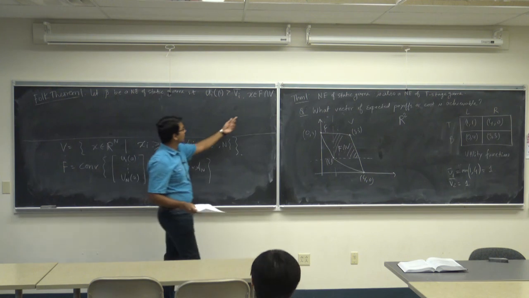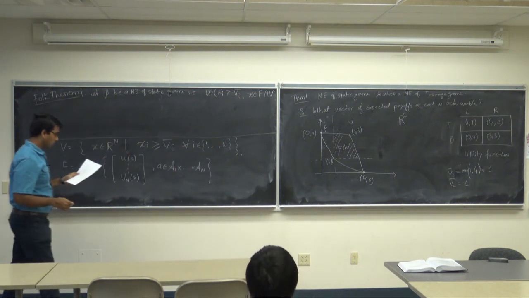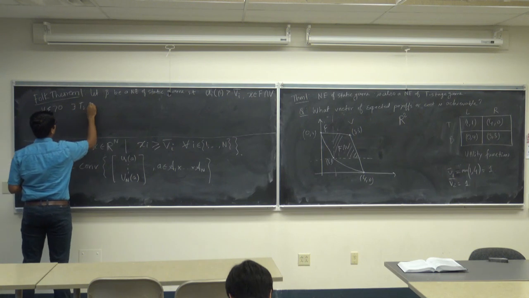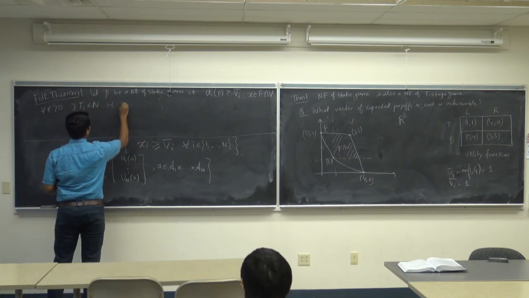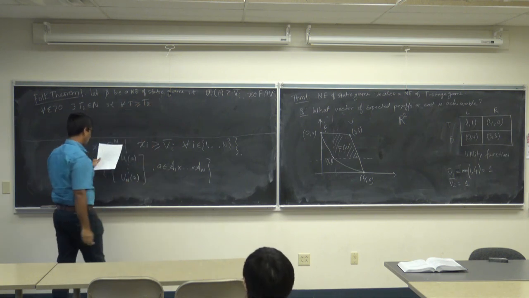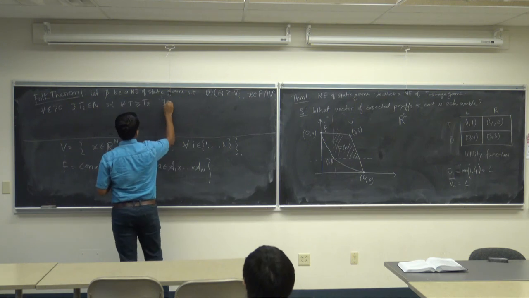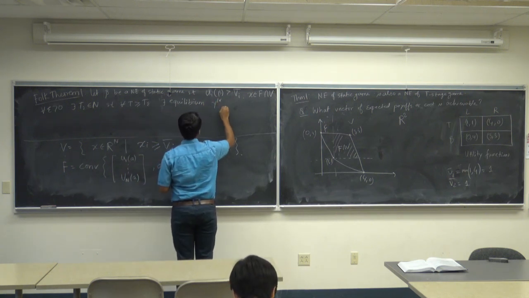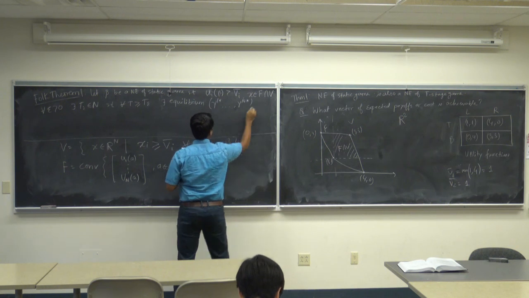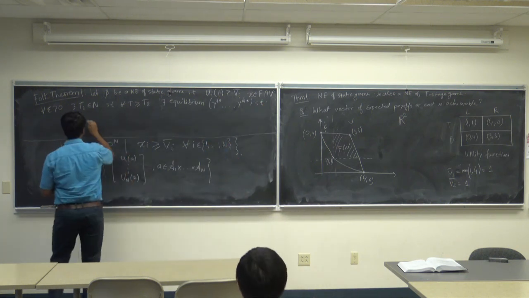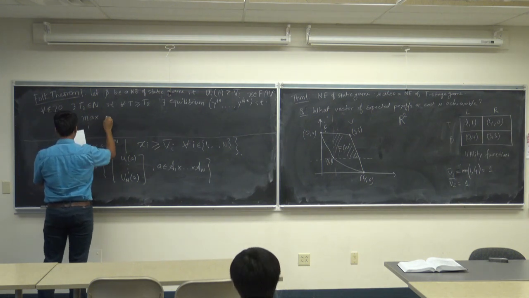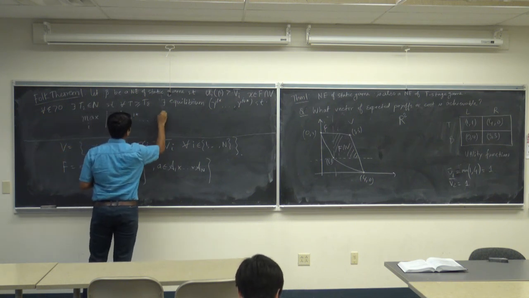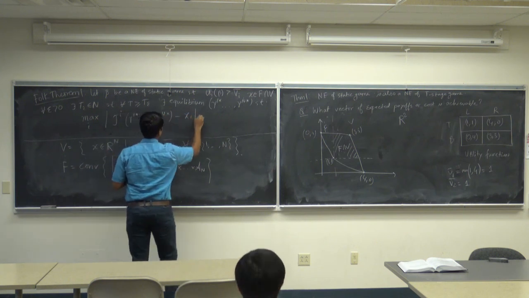Don't confuse this with the state. This is a vector of payoffs. This is not a state in this particular game. Then for every epsilon greater than 0, there exists a T_epsilon in N such that for all T greater than or equal to T_epsilon, there exists an equilibrium gamma_1 star, ..., gamma_n star such that the max over i of |J_i(gamma_1 star, ..., gamma_n star) minus x_i| is less than epsilon.